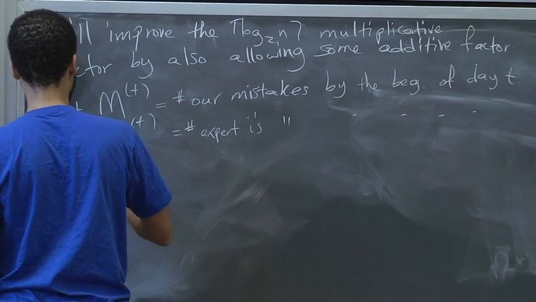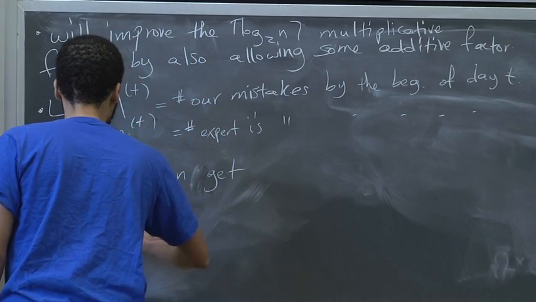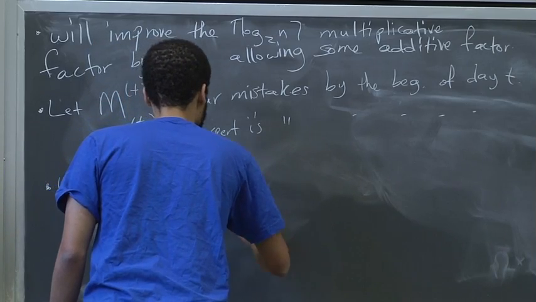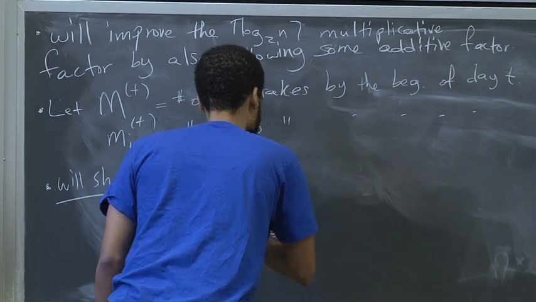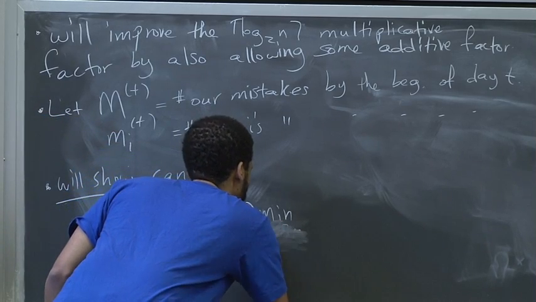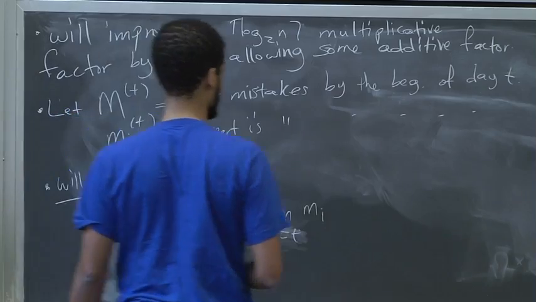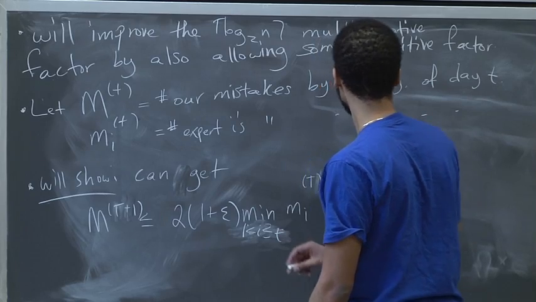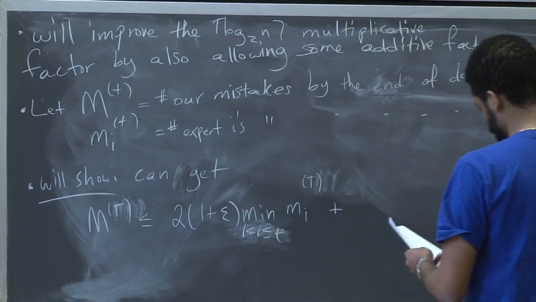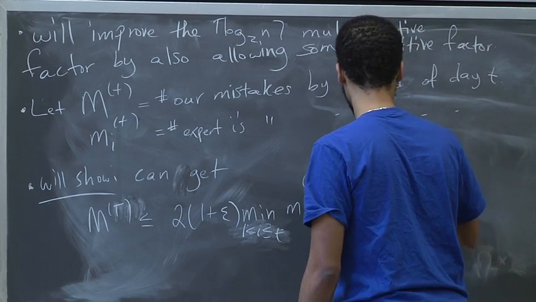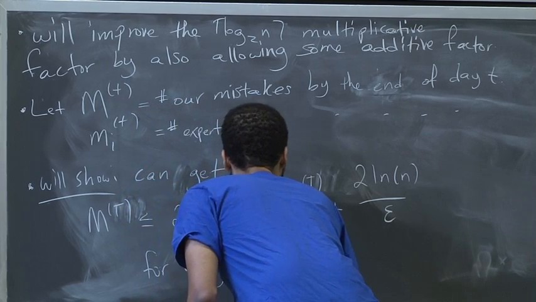So I'm going to show you there is an algorithm which allows us to get M_t to be at most something like 2 times (1 plus epsilon) times the min over i from 1 to n, basically the best expert, of m_i, let's say by the end of day t, plus 2 ln n over epsilon, for any epsilon in the range from 0 to a half.